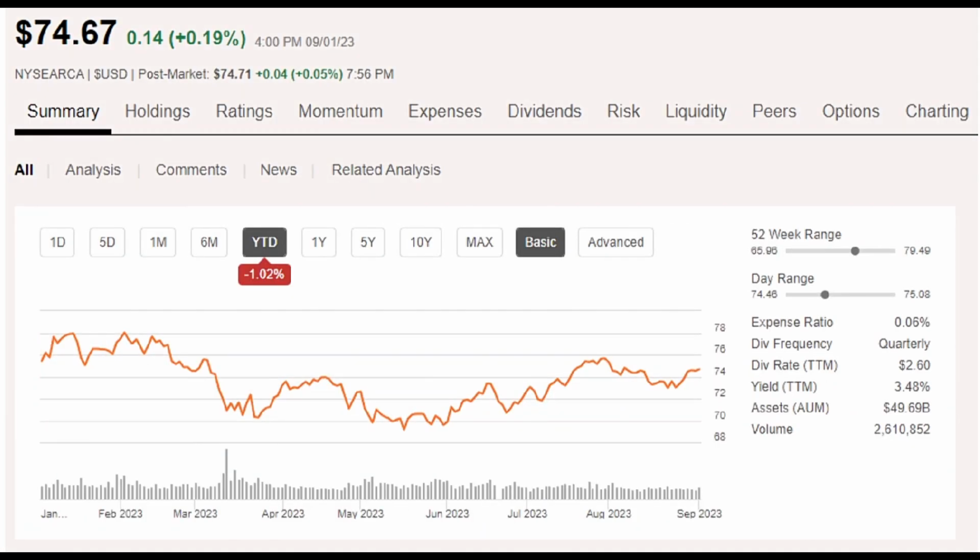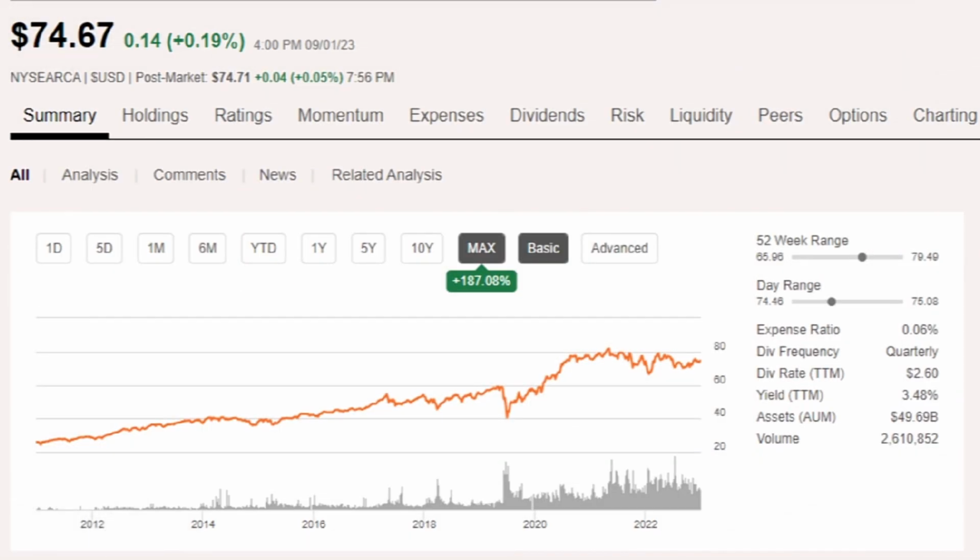Now, let's take a look at how SCHD has been doing this year. Unfortunately, it's showing a decline of 1.02% so far this year when we consider only the price movement. But when we expand our view to the maximum available time frame, we find a different story. SCHD, with a price return alone, has surged by a remarkable 187.08% over its longer history, and that's without factoring in dividends.